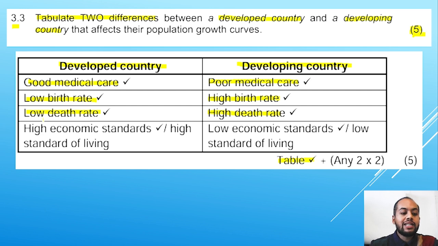In a developed country, high economic standards, high standards of living, but in a developing country, low economic standards, low standard of living. Because there are lower levels of education, but in a developed country, there are higher levels of education. Therefore, there are higher economic standards and higher standards of living. Any 2 differences along with the drawing of the table would have given you 5 marks for this question. Please make sure you are able to tabulate the differences between a developed and a developing country.